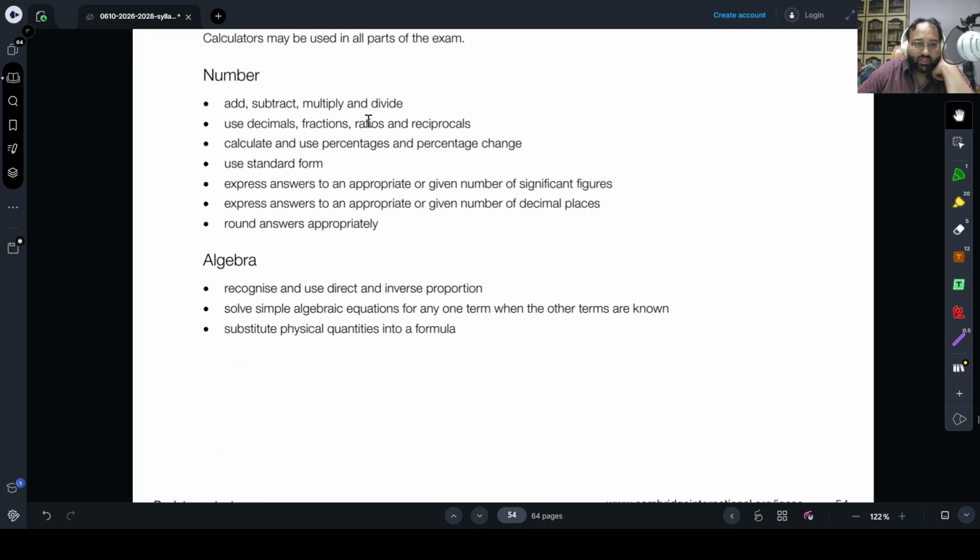You need to add, subtract, multiply, and divide. I'm hoping we can do that properly. Okay. Right. Using decimals, fractions, ratios, and reciprocals. It's not something you really often need to use, but still, right? Basically the basic stuff. Calculate and use percentages and percentage change, using standard form, which is something I hope we are well versed with. Express answers to an appropriate or given number of significant figures. Express answers to an appropriate or given number of decimal places. Rounding answers appropriately.